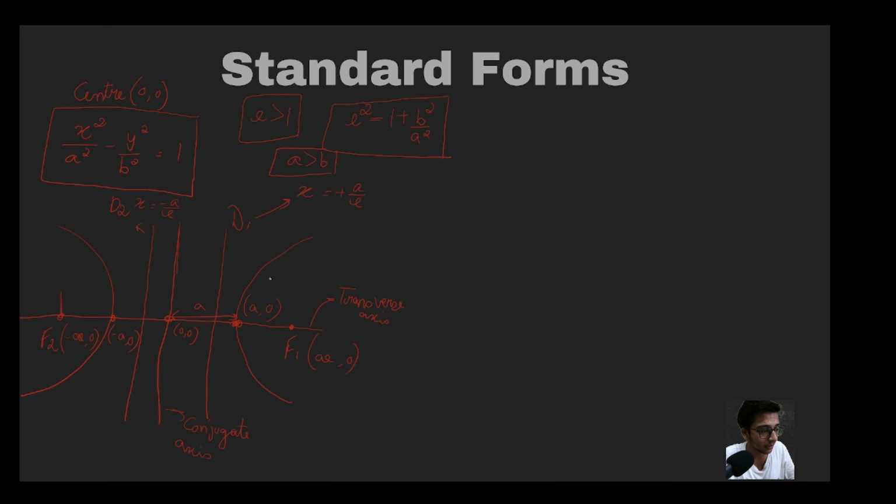Here again a is greater than b, and this is how we represent our eccentricity. And one more thing here, if you remember, c square was also a term that we had studied in ellipse, which used to be a square minus b square. However, now it would become a square plus b square.